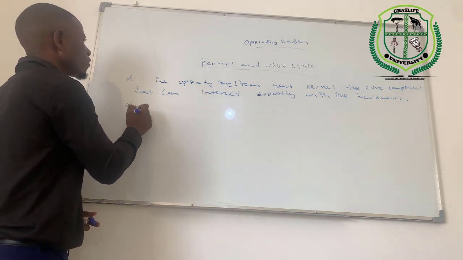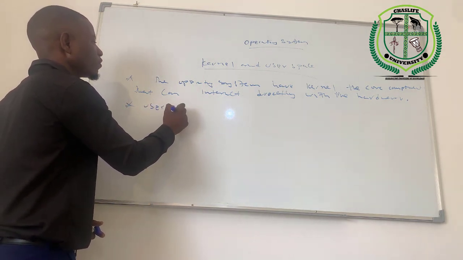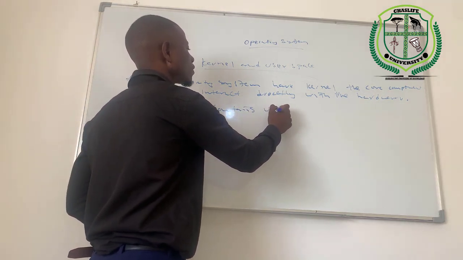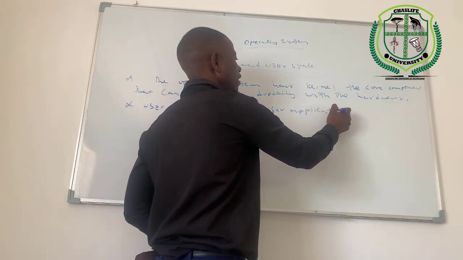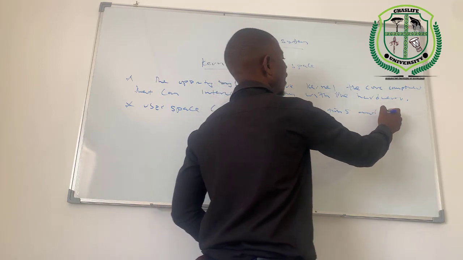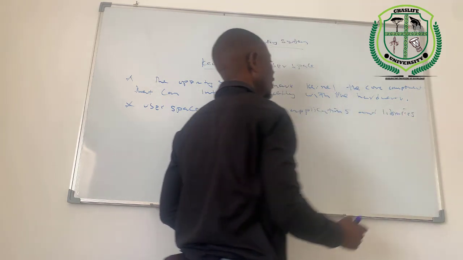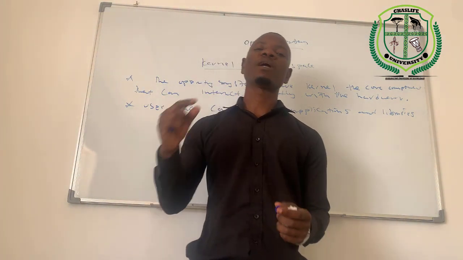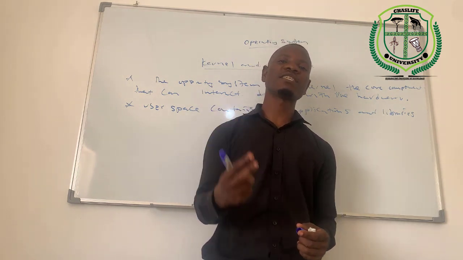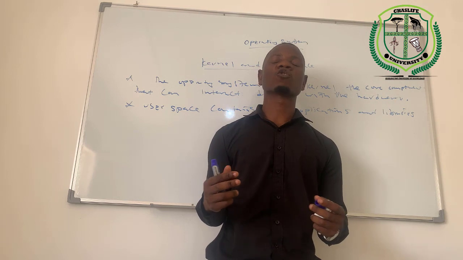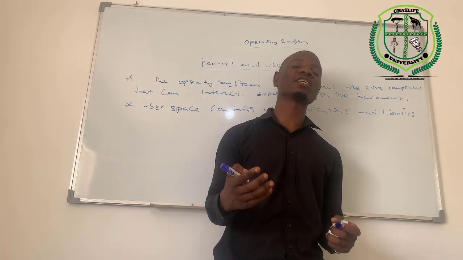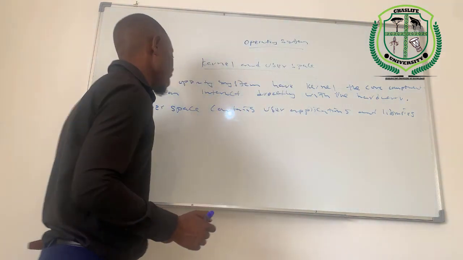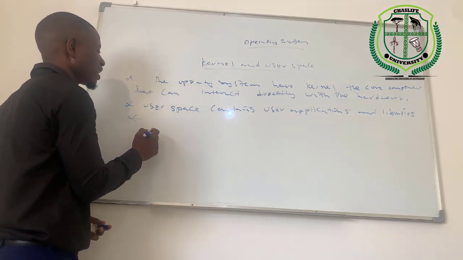And when you talk of user space, user space contains user applications and libraries. And remember, when it comes to library, an operating system has got two libraries: a static library and a dynamic library. You can create a program by the use of static library and also by the use of dynamic library.